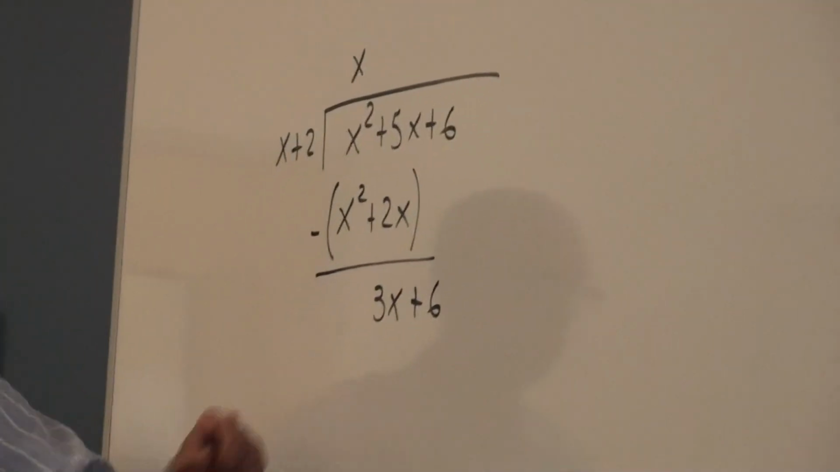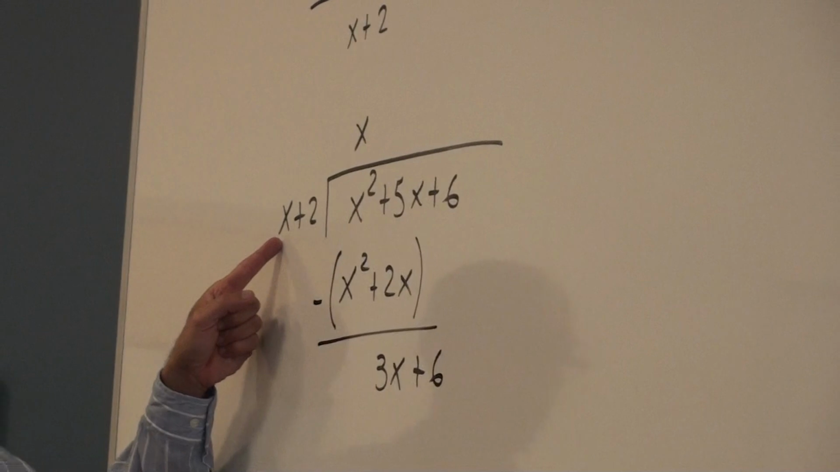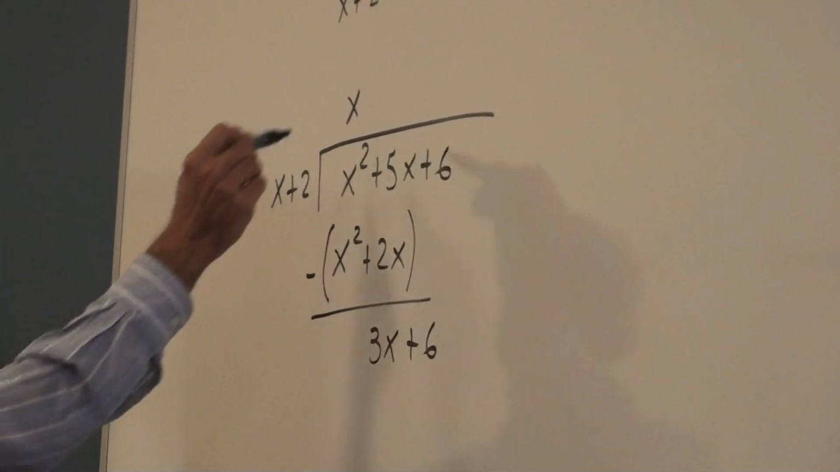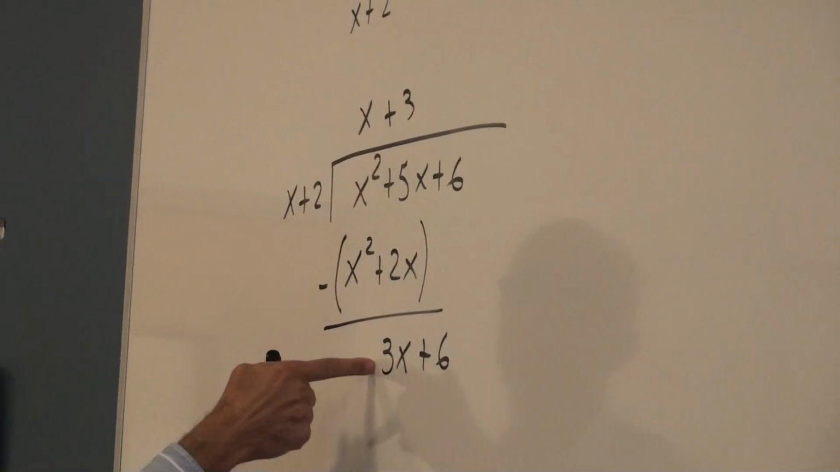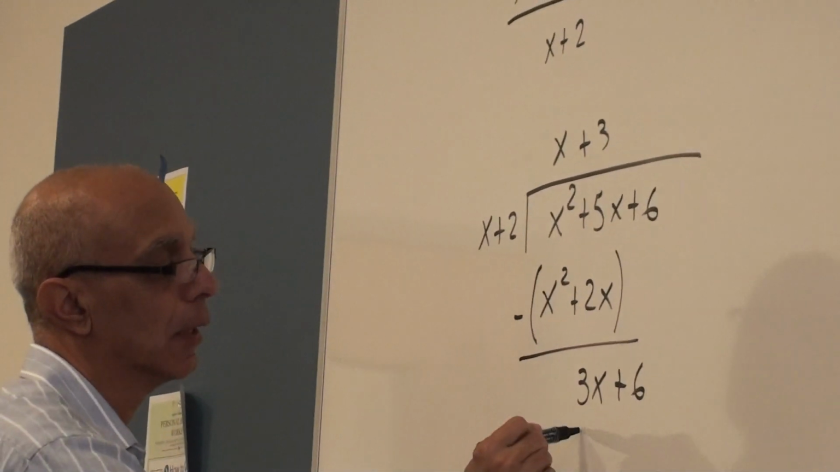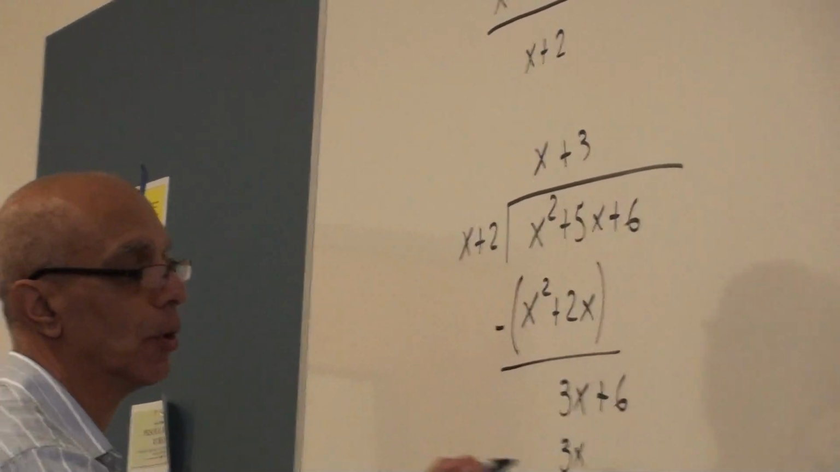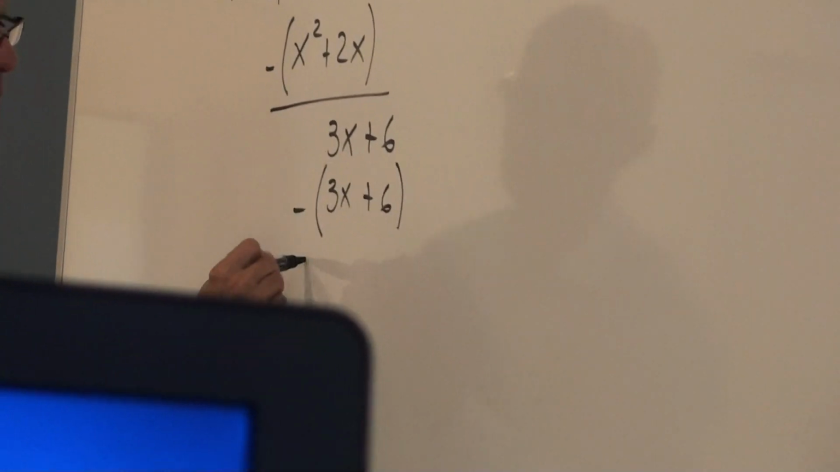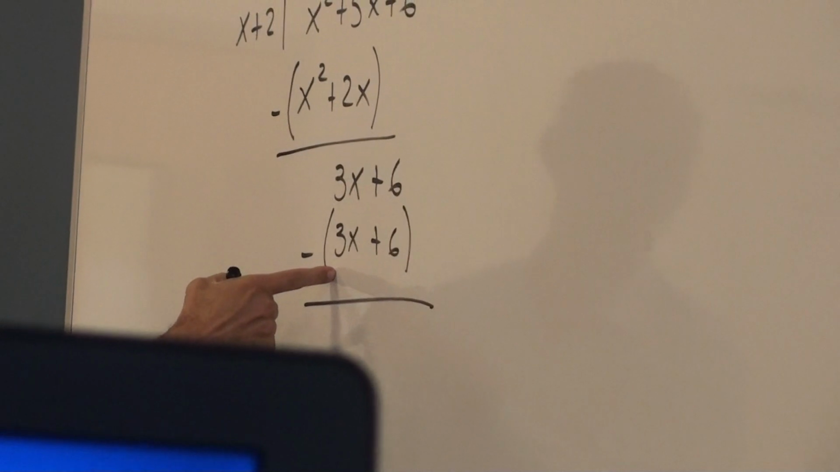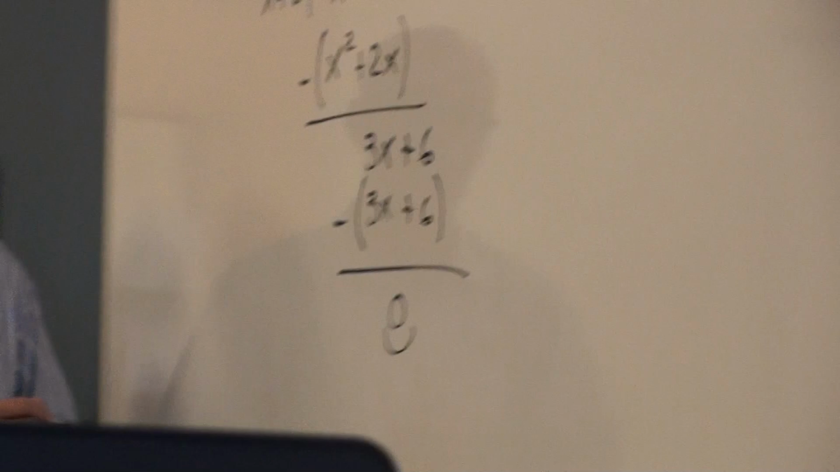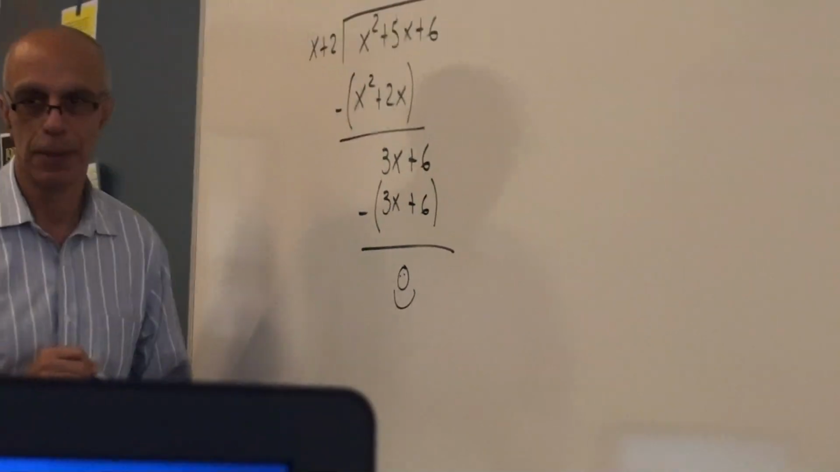Now, what is the next term? We have 3x here. We need to reproduce that with the first x here. What's going to be? 3. Just 3, right? Plus 3. This is positive, so 3 times x is 3x. That's what I need, okay? So it's going to be 3x. 3 times 2 is 6. Parentheses again. And this is going to be negative. This is going to be negative. So it's going to cancel. Everything is happy, okay? No remainder here, all right?